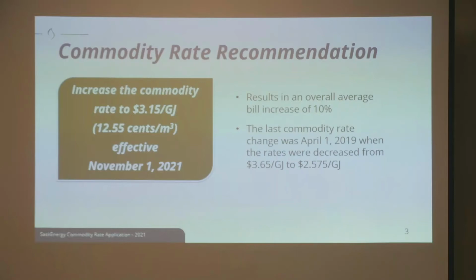I should point out that the last rate change we made on the commodity was April 1st of 2019, when the rates were decreased from $3.65 a gigajoule to the current rate of $2.575. So as you can see, our rates can be stable for some period of time. Our rate needs to go up in order to reflect the increased prices that we are anticipating for the coming periods, but it is still significantly less than it was back in 2019. So it's kind of a good news, bad news. It's going up, but it's not at prices that have never been seen or managed before by our customer base.